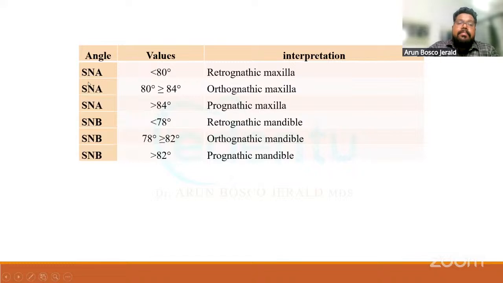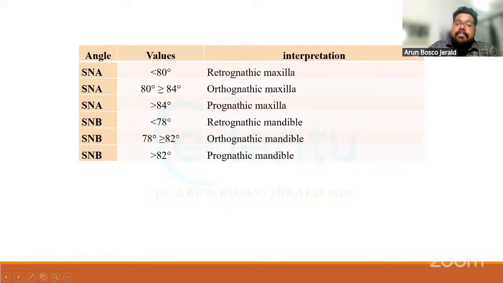SNA means the angle between the SN plane, the cranial base, and point A. Point A is the point present in the maxilla. So SNA gives the sagittal position of maxilla. The normal value is 82 plus or minus 2. That means 80 to 84 degrees indicates that the maxilla is orthognathic. If the SNA value is less than 80, then it is a retrognathic maxilla. If it is more than 84, then it is a prognathic maxilla.